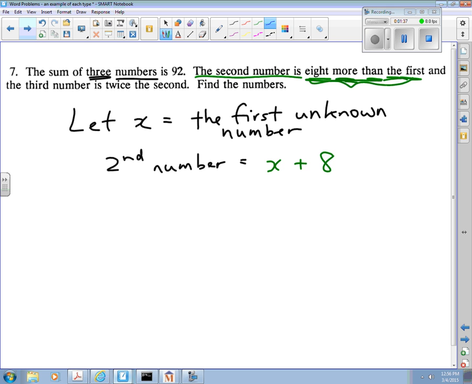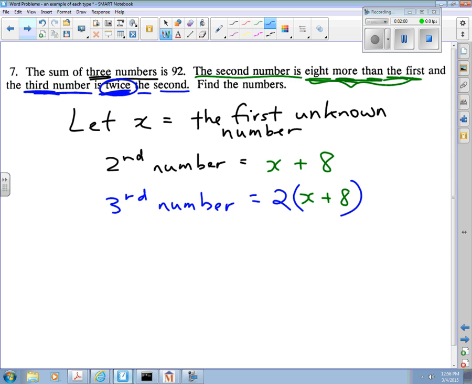The next piece of information tells me the third number. The third number is twice the second. How do I do twice the second number? Well, the second number was again x plus 8. And if I want twice that, twice means I have to times it by 2. Why am I timesing it by 2 in a bracket? Because the entire value, x plus 8, is one number to me, and I have to times all of it by 2 if I want twice that amount.